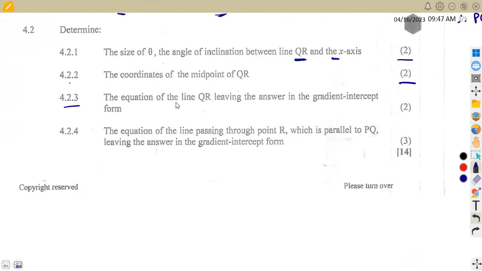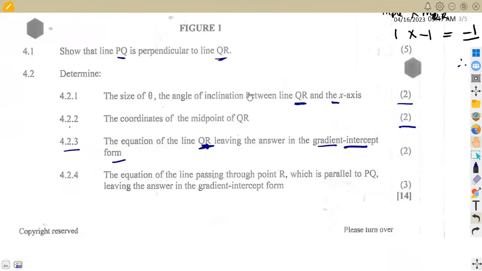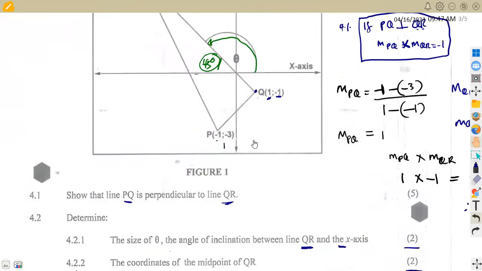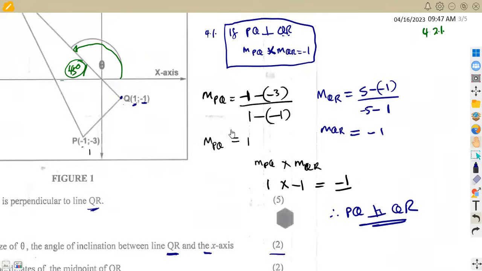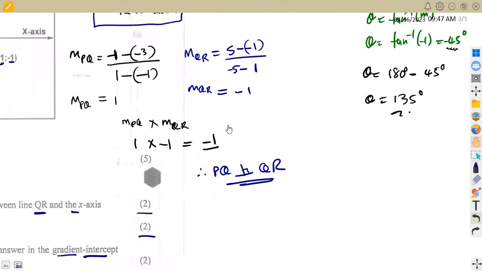4.23, the equation of line QR, leaving your answer in a gradient intercept form, the gradient of QR. Okay, QR, if you are to check here, we have its gradient. This is our QR in this case, and we calculated the gradient of QR here. The gradient of QR was a -1.